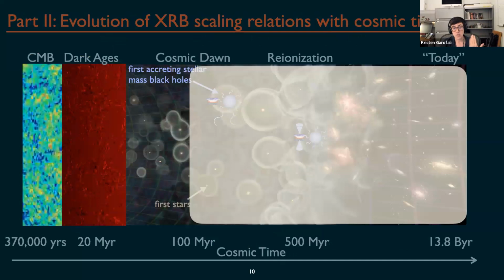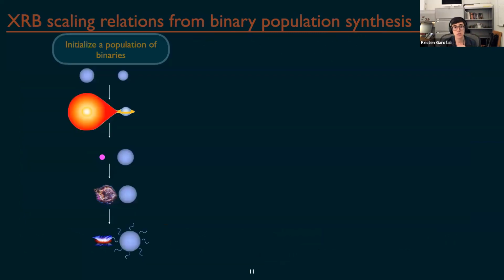So with all of these local scaling relations in mind, I want to move on to part 2, which is more focused on the theoretical predictions for the evolution of these scaling relations as a function of cosmic time. So in order to understand how we get this theoretical evolution, we need to know a little bit about binary population synthesis, which in short is the process by which we model the evolution of a whole population of binaries. In this case, we're talking about X-ray binaries.